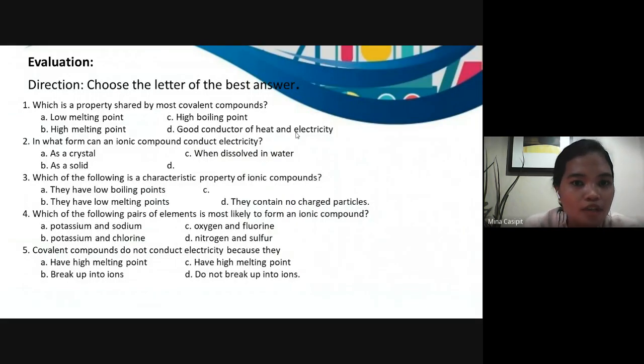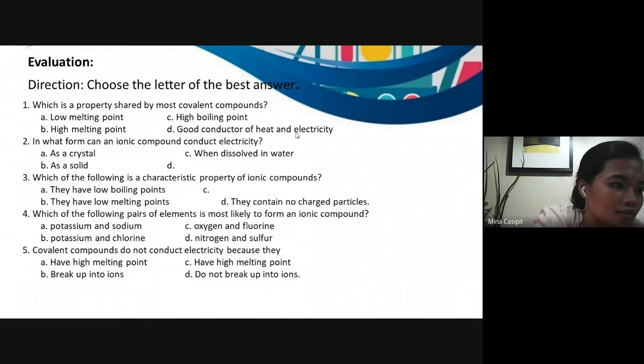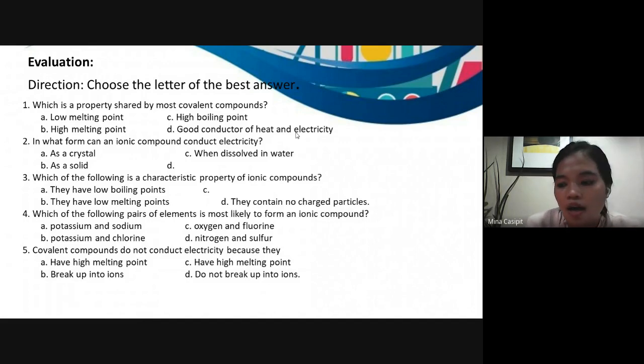Okay, for evaluation, you're going to answer this for 5 minutes, tapos i-PM nyo sa akin yung inyong mga answer. Kahit nga lang 3 minutes, kaya nyo to. Choose the letter of the best answer. Go! 3 minutes lang, no? So, your 3 minutes will start now. It's 10:23 na. Go ahead and PM your answers to me.